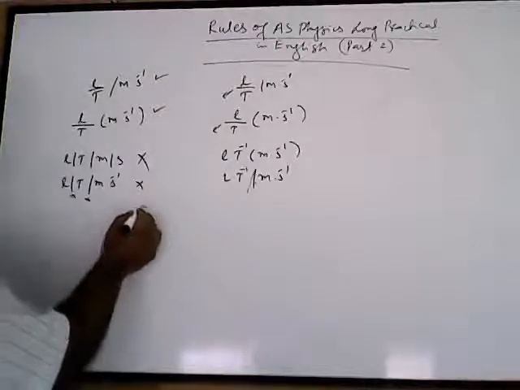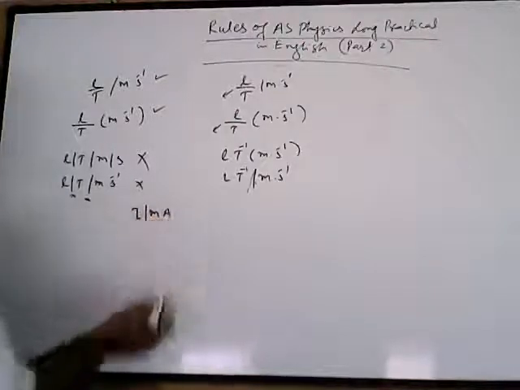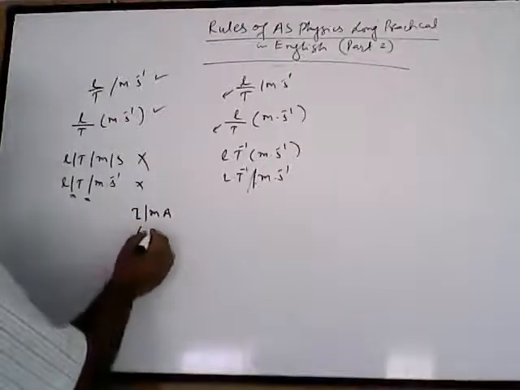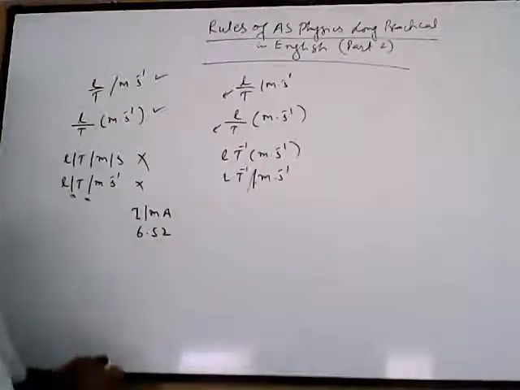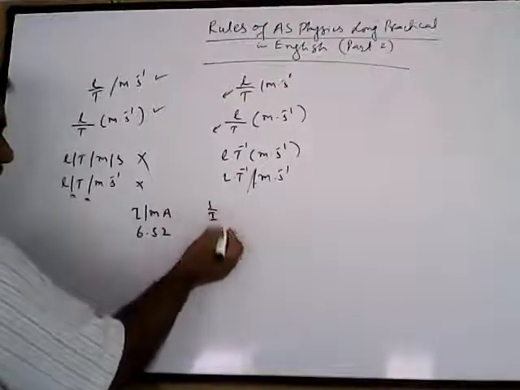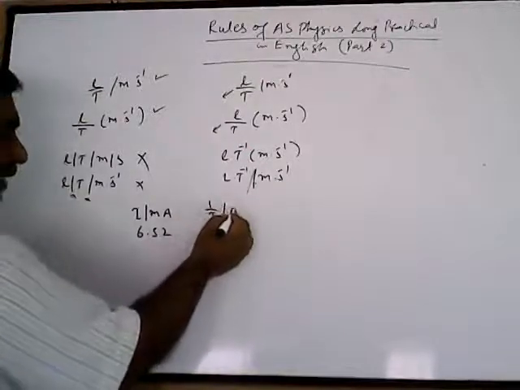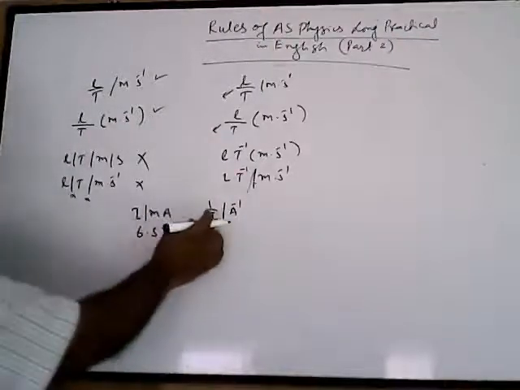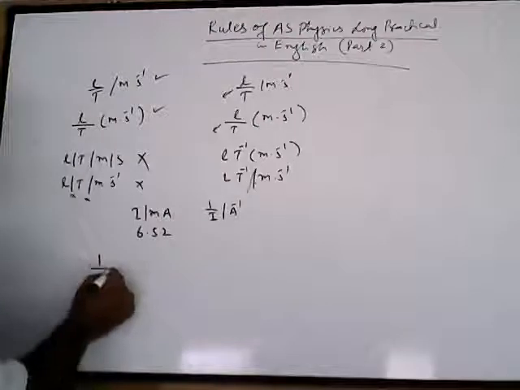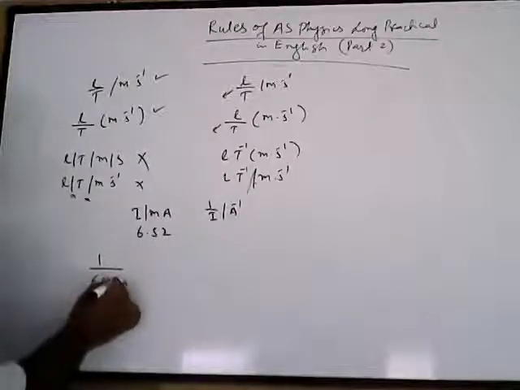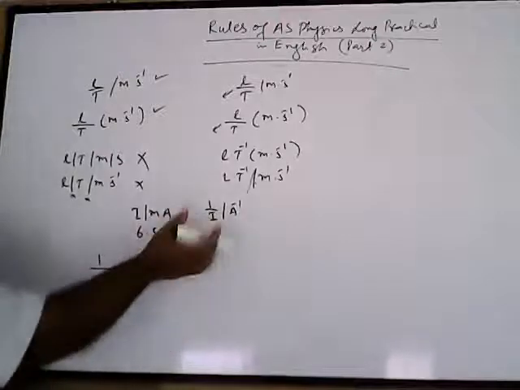Usually current I comes in milliamperes, and suppose it is coming 6.52 milliamperes. Then I will write 1 upon I. This is the correct way, and express it in ampere, that will be better. When you calculate this, just calculate in this way: 1 upon 6.52 into 10 power minus 3, and then write 1 upon I.